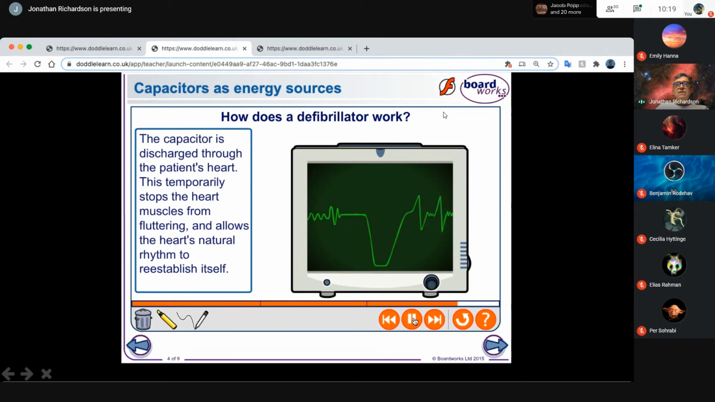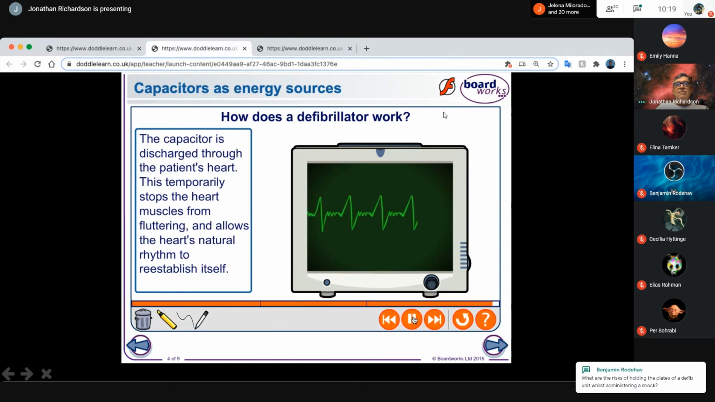So just to finish that again. And as you can see just here, we now have the regular heart beat with hopefully a time period which is not too quick, but allows the heart to get back into its natural rhythm.